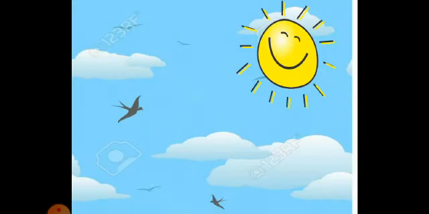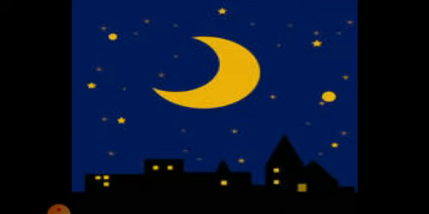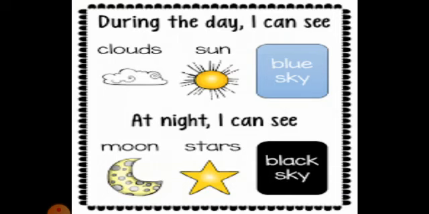Look at this picture. What can you see here? There is a smiley sun and clouds, and birds are flying. So, can you tell me, does this picture show daytime or nighttime? Super! Of course, it's daytime. And what about this picture? It's dark, and there is the moon and some stars. So, is it daytime or nighttime? Sure, it's nighttime. This picture summarizes all the information. During the day, I can see clouds, sun, and the sky is blue. And at night, I see moon, stars, and the sky is black or dark.